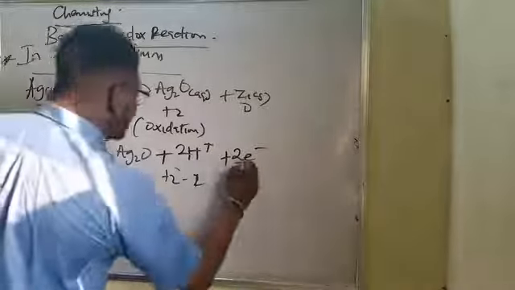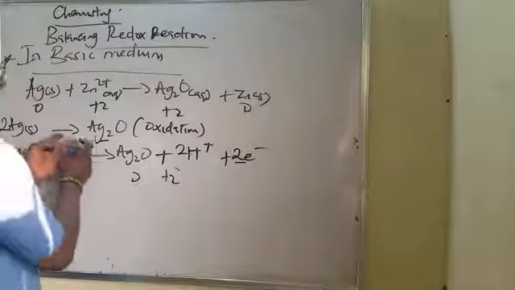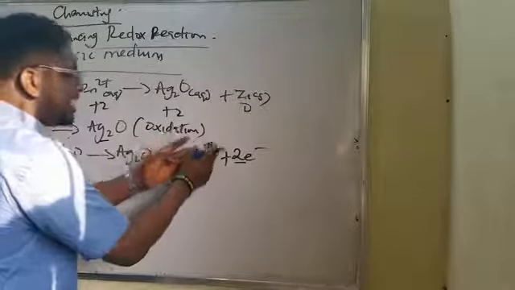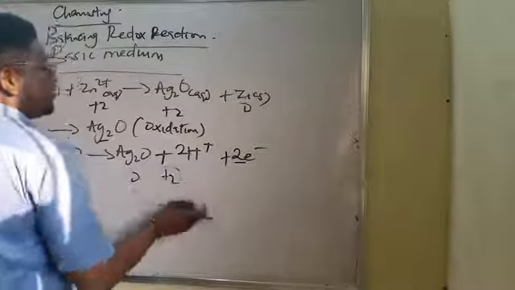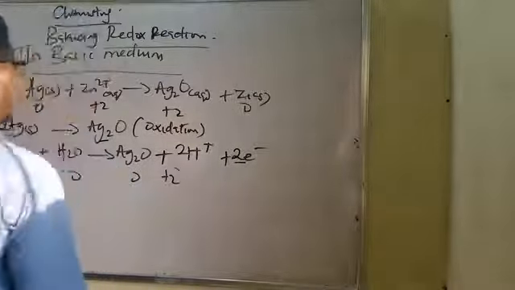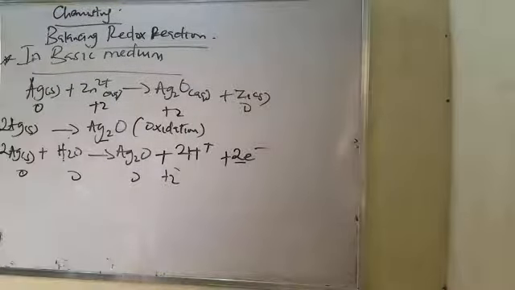Why am I adding 2 again? Because this is 0, there's no charge here, there's no charge here, there's no charge here, but there's a charge here, which is +1, but hydrogen in 2 places now makes it +2. So this becomes +2 electrons, and the charge is balanced for my oxidation half equation.